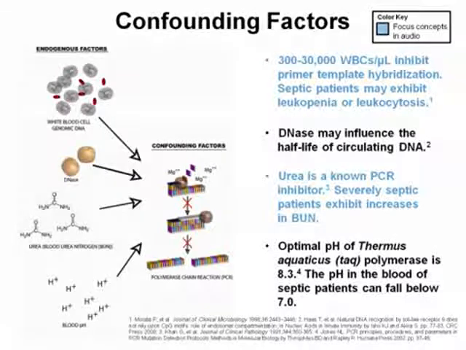I briefly just want to mention two other endogenous substances which may pose as confounding factors. DNA-degrading enzymes like DNase and other nucleases present in serum samples may influence the half-life of circulating DNA. Also, patients exhibiting acidosis or alkalosis may expose DNA polymerases to denaturing pH levels. Taq polymerase operates optimally at a pH of 8.3, but patients who have respiratory or metabolic acidosis or alkalosis may have blood pHs exceeding the operational range of PCR polymerase.